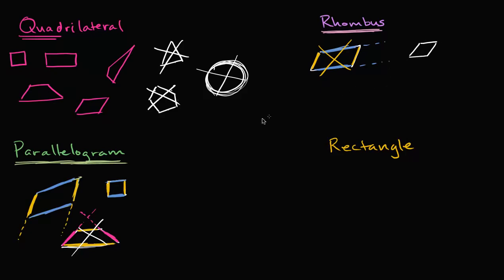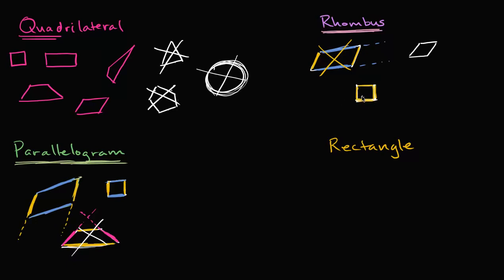And now you might say, well, maybe a square is a rhombus. And I want you to think about that. Is a square a rhombus? Are all the sides the same length and are the opposite sides parallel? Well, we already said that the opposite sides of a square are parallel. A square is a parallelogram, and all the sides of a square are the same length. So a square is a rhombus.